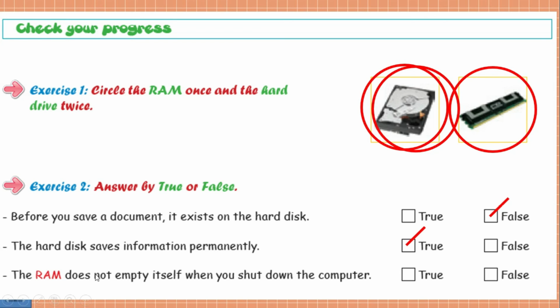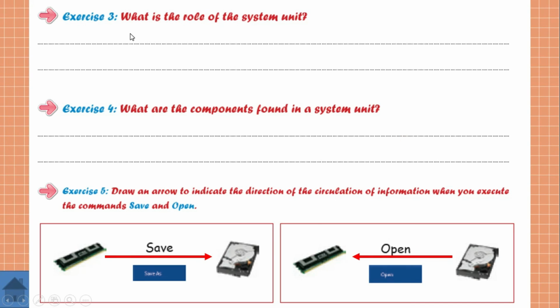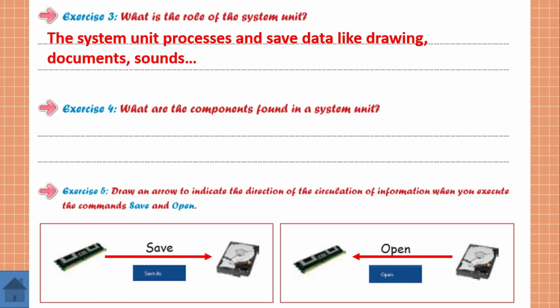Okay, the RAM does not empty itself when you shut down the computer. Does not? What do you think? No, false. Yes, the RAM empties itself when you shut down the computer. We have here exercise number 3. What is the role of the system unit? Easy. I told you before. The system unit saves the information. Okay? It processes and saves data like drawings, documents, sounds, films, pictures, images, everything you can find on the system unit.